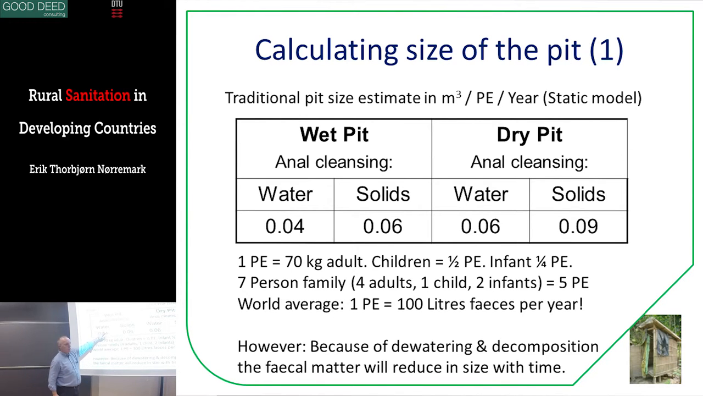And that is if you only use water for anal cleansing. If you use other stuff, you need to increase the volume. This is translated into 40 liters per person per year. So if you have 5 people in the family, it's 200 liters, 10 years, 2,000 liters. Here, it will become 3,000 liters. Now, if you have a dry pit with anal cleansing with water or solids, your numbers increase because the decomposition processes are a little bit slower.